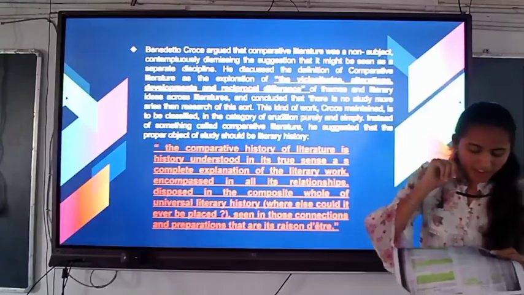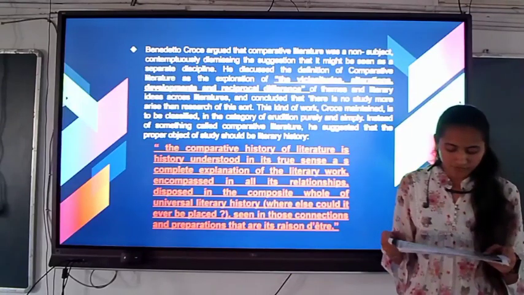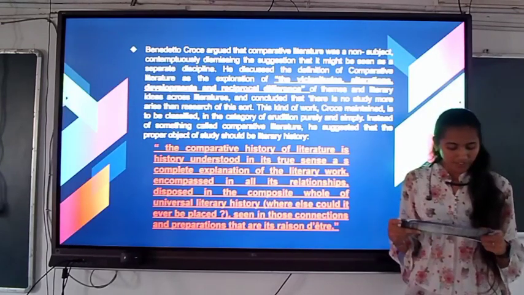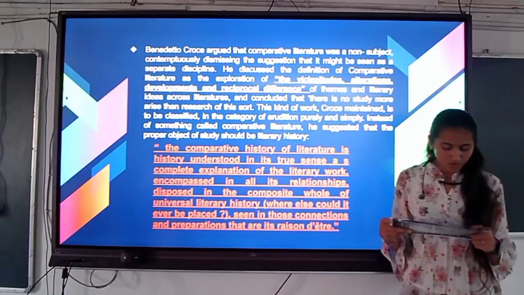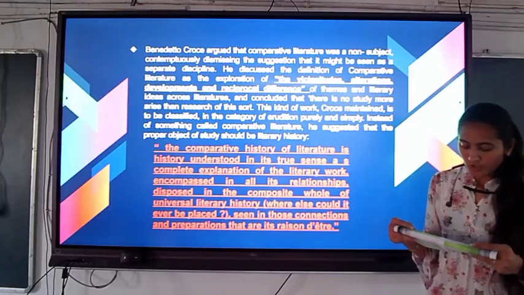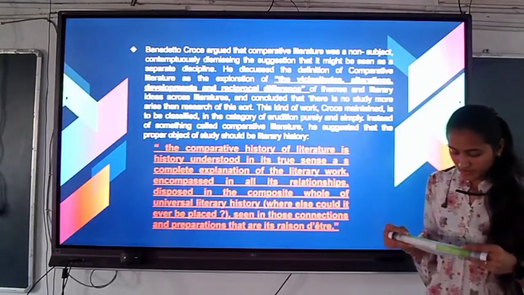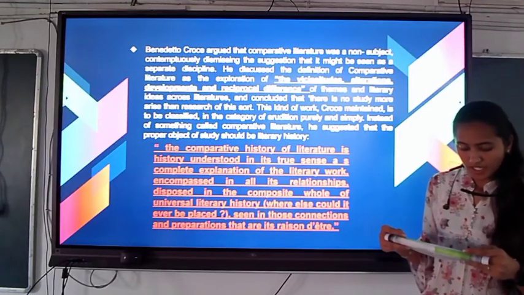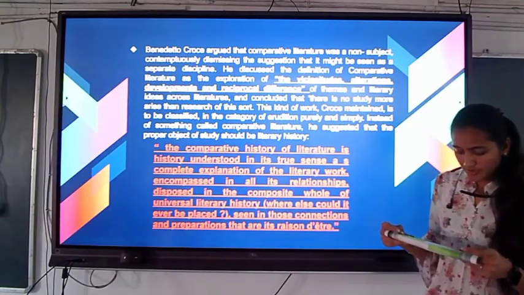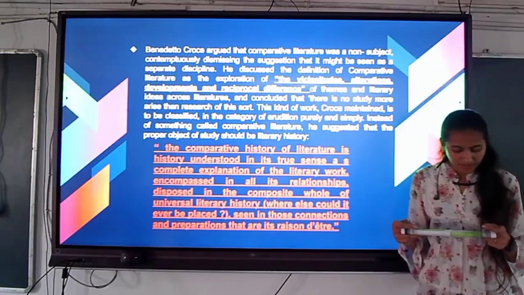And he said that in a previous question I discussed, the great question refused to go away. Since 1950 we have been hearing all too frequently about what René Wellek defined as the crisis of comparative literature. Comparative literature as a term seems to arouse strong passions both for and against, as early as 1930, when Benedetto Croce argued that comparative literature was non-subjective, and dismissed the suggestion that it might be seen as a separate discipline.